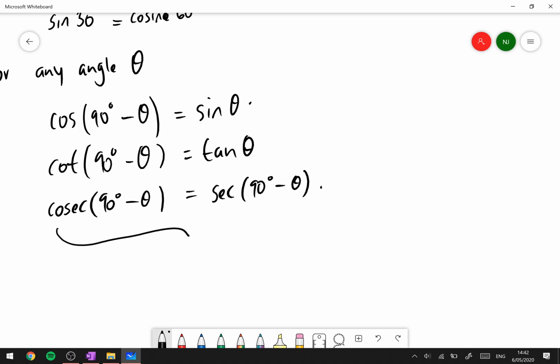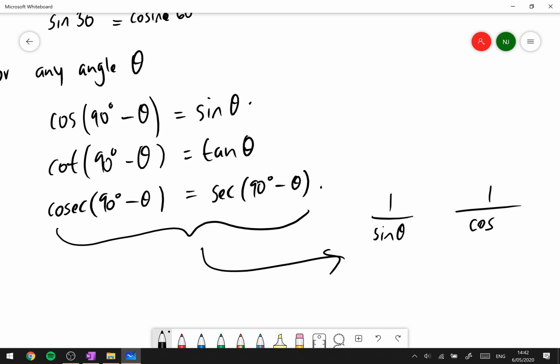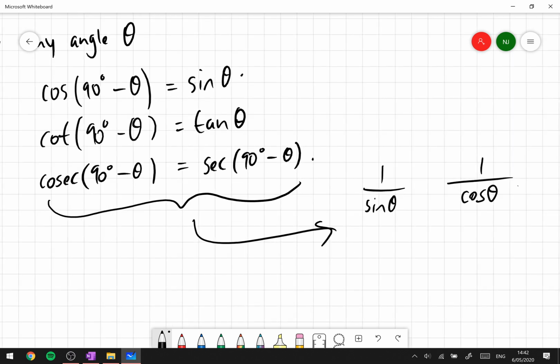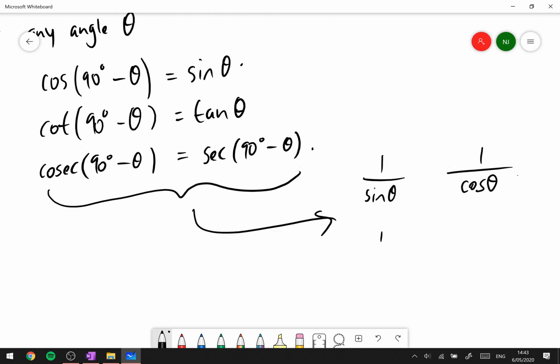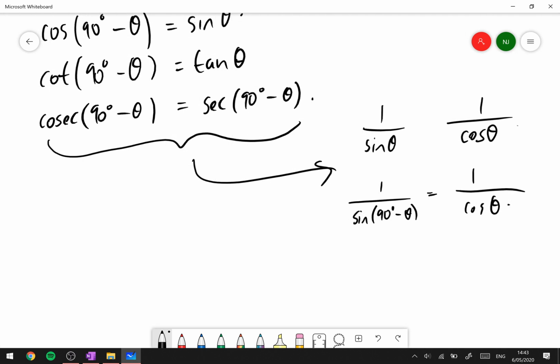So what does this one actually mean? Well, we know that cosec is 1 over sine, because it's the reciprocal function. And we know that sec theta is 1 over cos of theta. So what this rule is saying is that if you have 1 over sine of 90 degrees minus theta, that's the same as 1 over cos of theta. In other words, 1 over sine of 30 degrees is the same as the reciprocal of cos of 60 degrees.